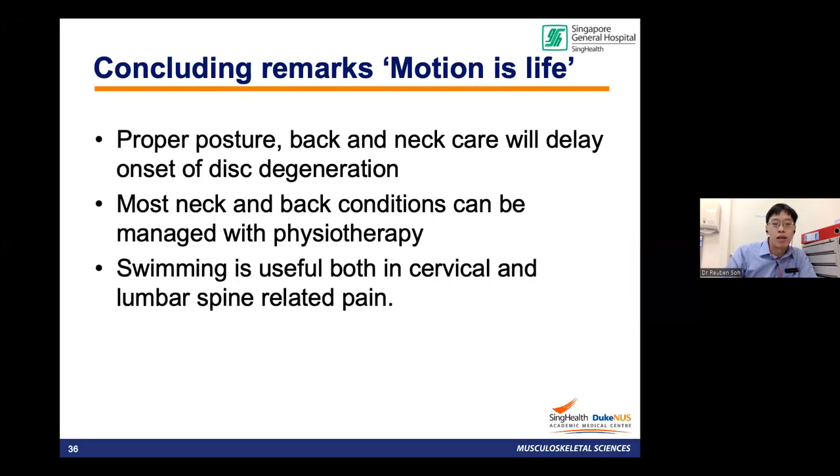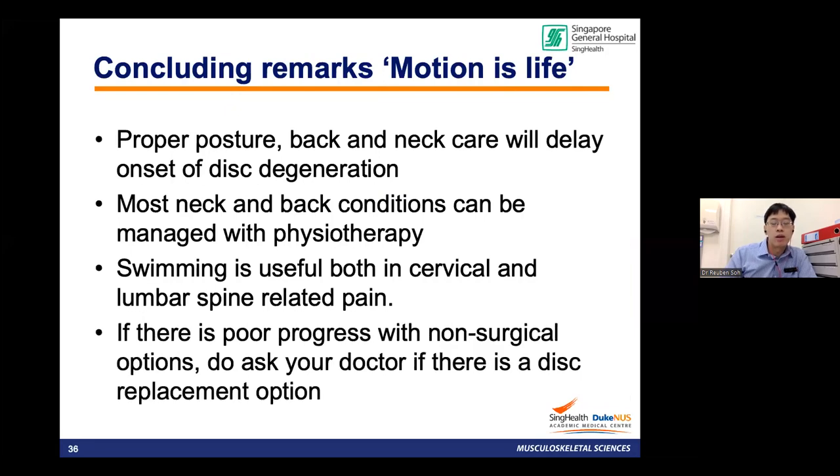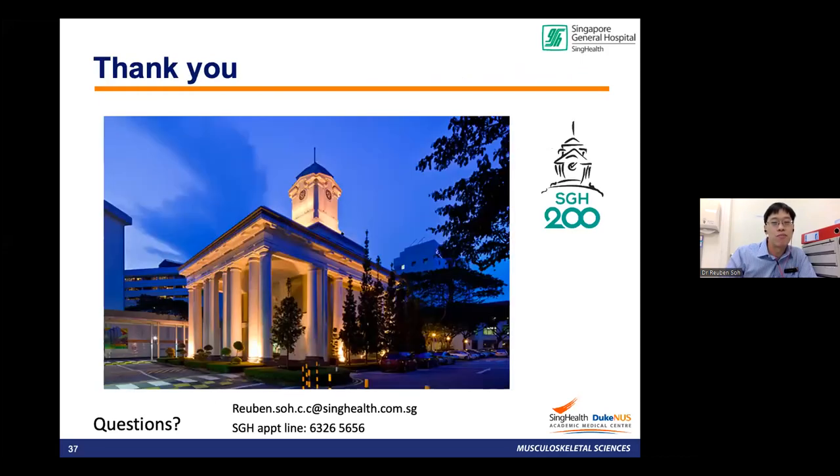I would recommend that if it's troubling you, that you start seeking some treatment for physiotherapy, but also if possible to start some swimming. And if these don't do so well and you find that the pain continues, please ask your surgeon whether there is a disc replacement option, because this allows the motion to come back and to provide the continued mobility and your enjoyment of your daily activities and sports. Right, thank you very much.